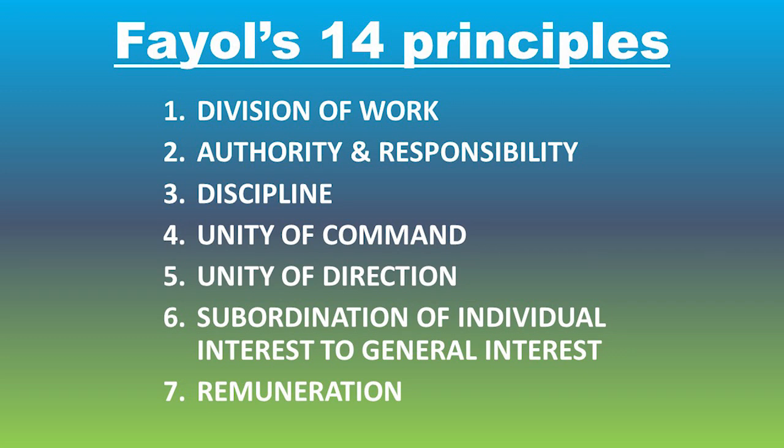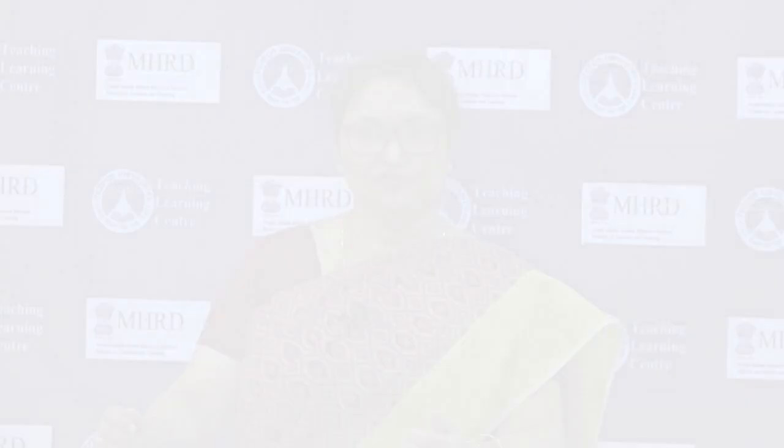6 is subordination of individual interest to general interest. Yes, we agree that all individuals are important, but whenever there is a conflict, it is the organizational goal which will take priority over individual goals.